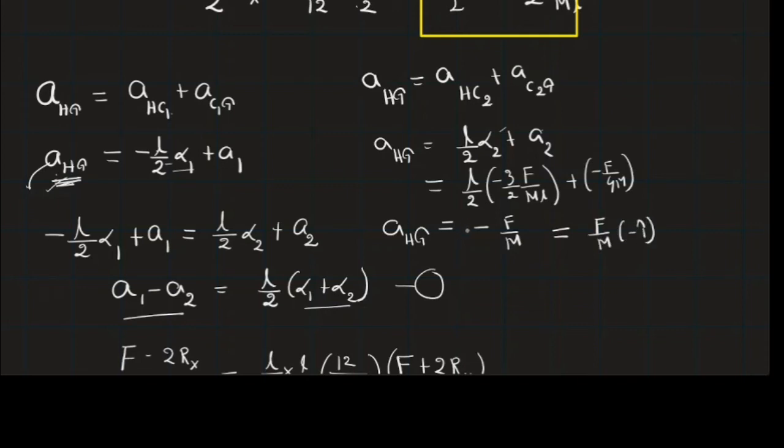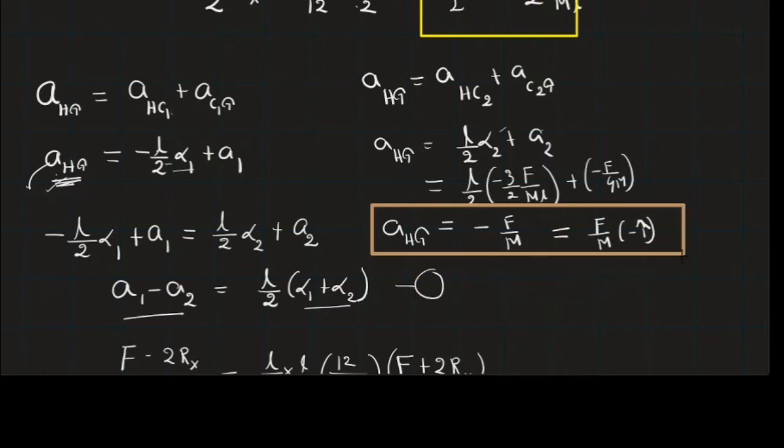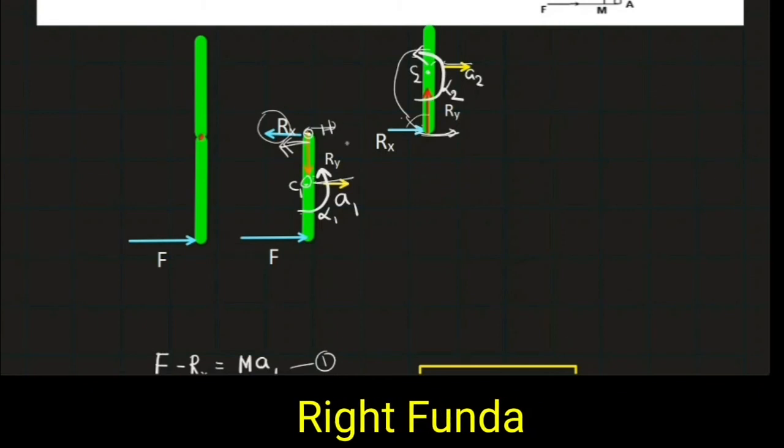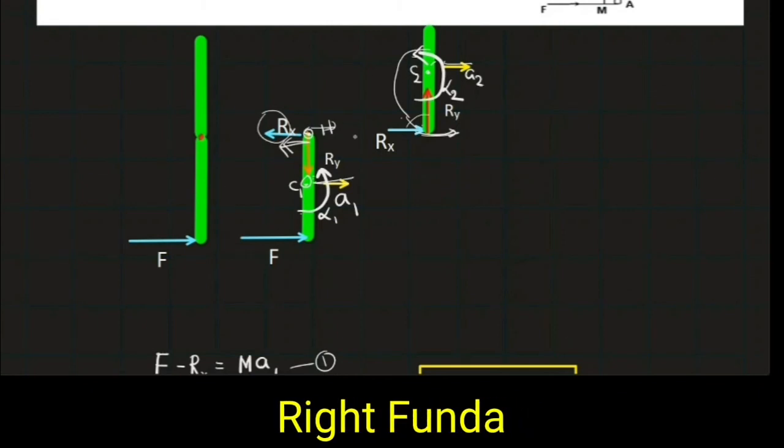So what you got is, as soon as the collision happens, the hinge point will accelerate in the backward direction. The question is asking to calculate the acceleration of hinge point, which we obtain to be equal to F by m in the backward direction. We obtain this because the hinge rods were taken separately, and we have calculated this one.